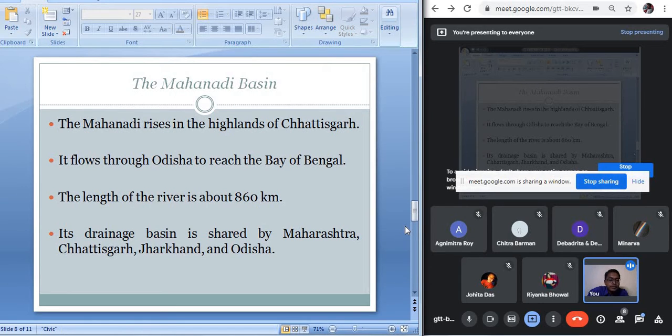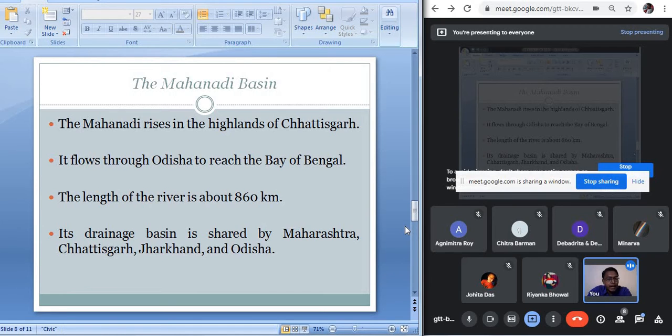The Mahanadi river is another important river which originates from the highlands of Chhattisgarh. The river Mahanadi has its origin in the state of Chhattisgarh, and after flowing for a few kilometers in the state of Chhattisgarh, it enters Odisha, and it flows for a very long distance in Odisha before draining its water in the Bay of Bengal.